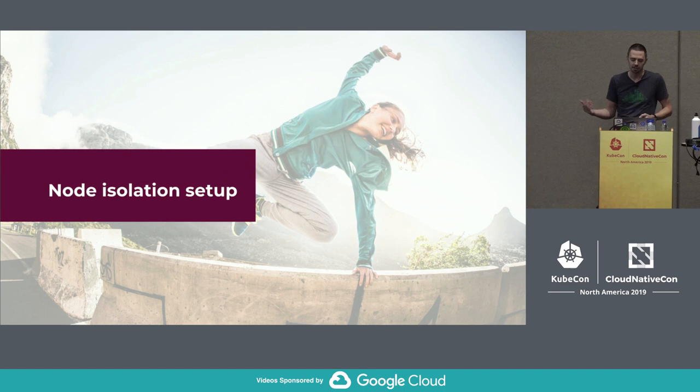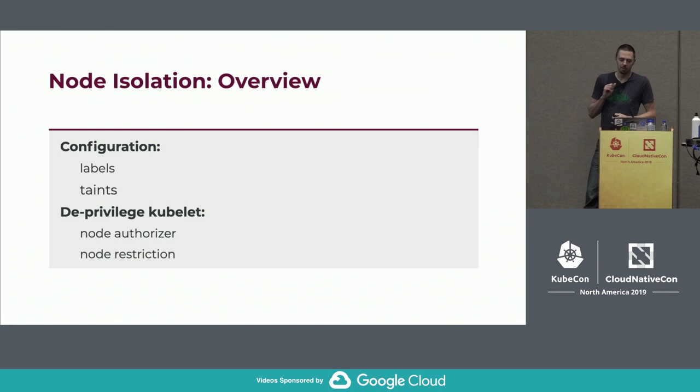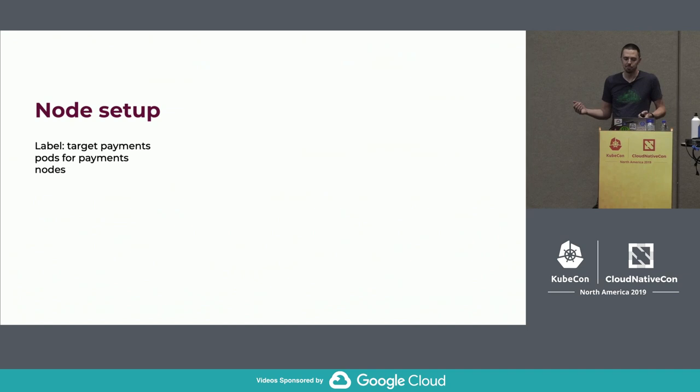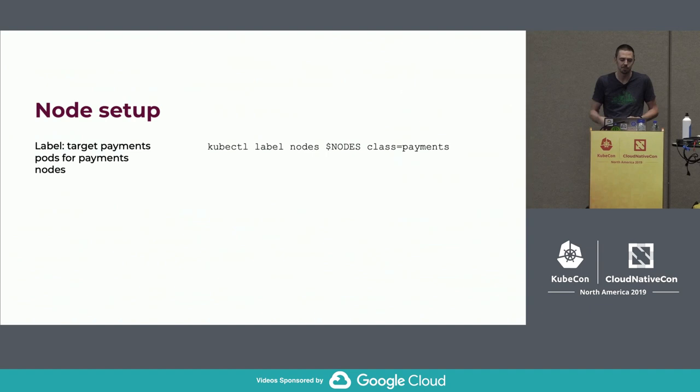So how do you set it up? There are a few different pieces. Labels and taints are key. And then you also need to deprivilege the kubelet quite a bit to make this any sort of reasonable boundary at all. So in terms of labels, you would say, all right, I'm going to add a label to my nodes so that the payments pods can target the payments nodes. That's how the payments pods make sure they end up on the payments nodes.